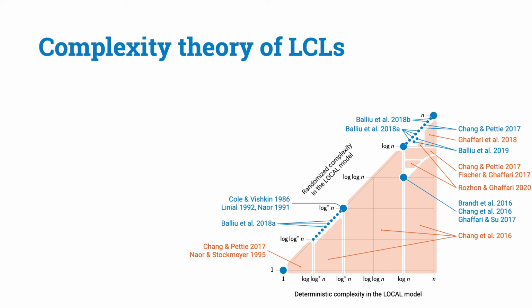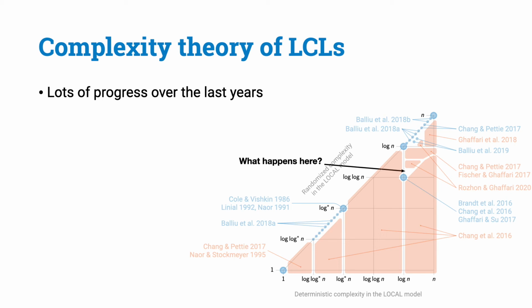People studied LCLs a lot in the distributed setting, and now we have this beautiful complexity theory built on top of them. For example, we know that some complexities are not possible at all for LCLs in the LOCAL model of distributed computing. For example, there are no LCLs that have a complexity that is strictly between constant and log log star n. So all these orange parts represent complexity gaps, while blue dots represent complexities that actually exist.